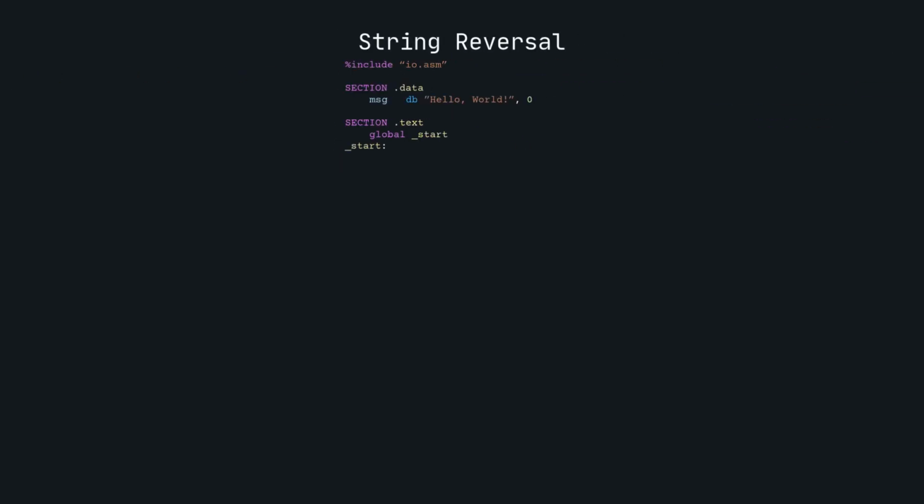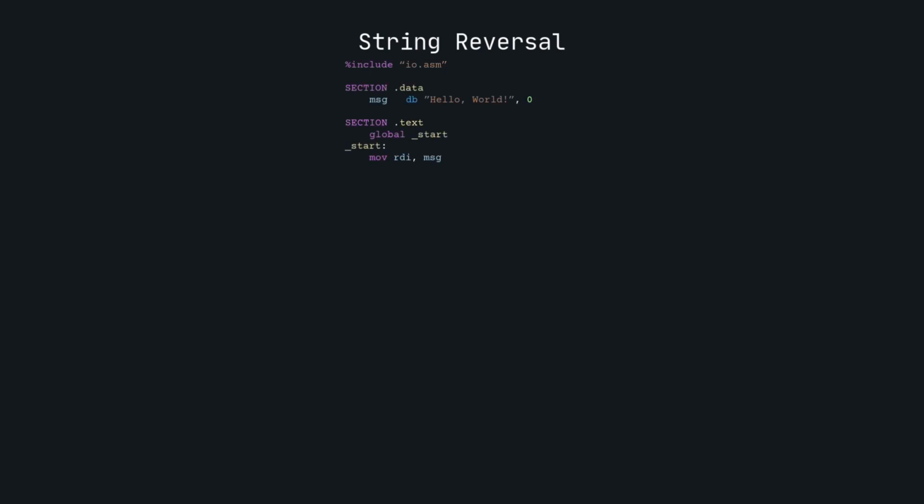Let's make the program that reverses a string. We'll start with our program setup and add a string to the data section. A very common way to denote the end of a string is by adding a null character at the end, which is just the value 0. Our program will use the null character to know when it is done iterating through the string.